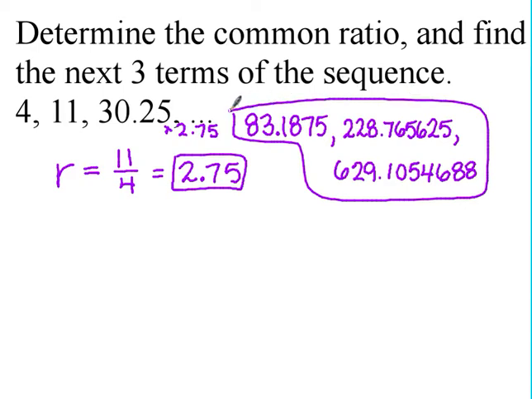It won't be that long usually. This is just one of those that's a little longer. Most of the time they won't be that long. Let's look at another one.